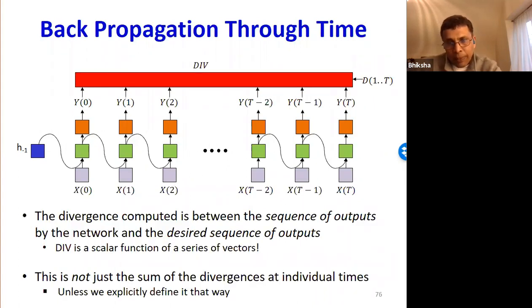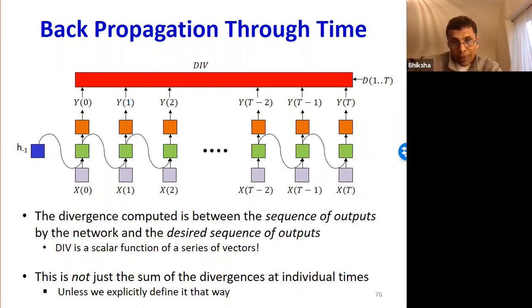Now, as the first step, we will compute the divergence between the actual sequence of outputs produced by the network and the desired sequence of outputs from the network. This divergence is a scalar, a single number, but it's a function of two sequences. The important thing again is that this is not just the sum of divergences at individual times. You're not going to say that the desired output has one output at each time, the actual output has one output at each time, and I'm going to just compute the individual divergences and sum them up.